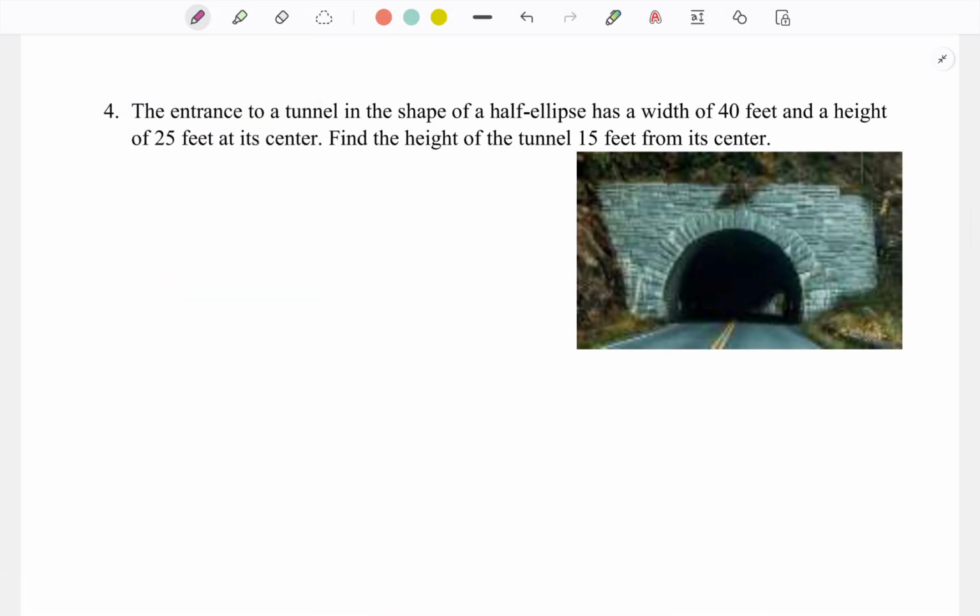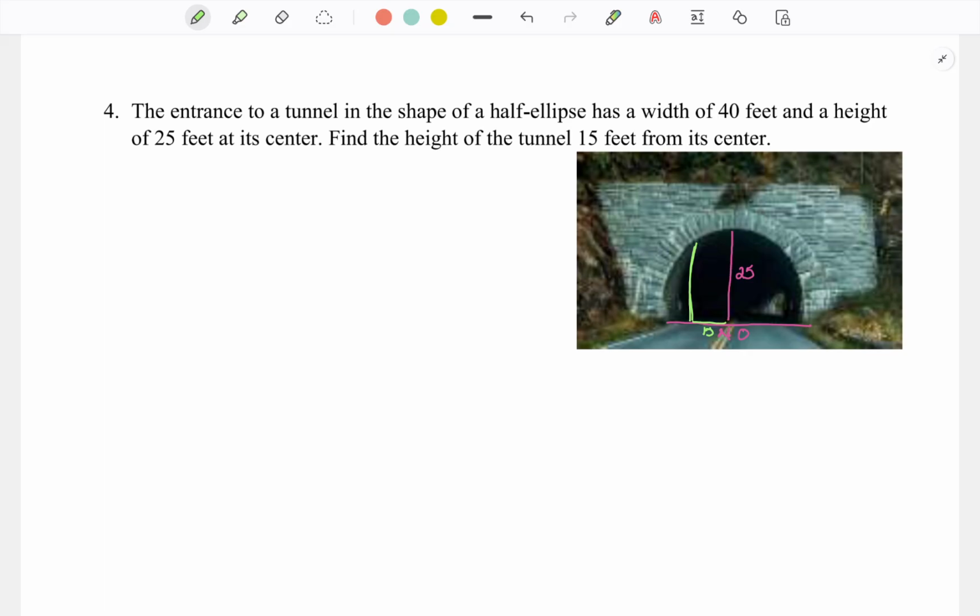So then on number 4, we have an entrance to a tunnel in the shape of a half ellipse and has a width of 40 feet and a height of 25 feet at its center. So we have a height of 25 and a width of 40. And so we need to find the height of the tunnel 15 feet from the center. So what we are actually looking for is, if we go over 15 feet, how tall are we there?